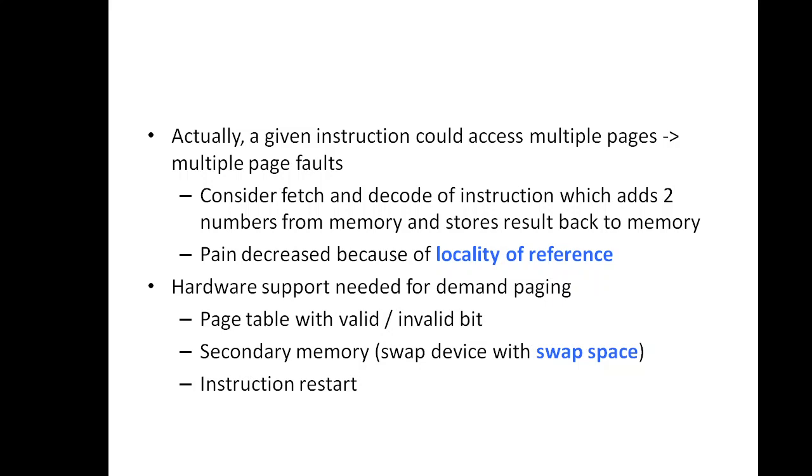Also, the hardware to support demand paging is similar to the hardware that is used for paging as well as swapping. It consists of a page table. This page table has the ability to mark whether a page is valid or invalid, corresponding to each of the frame numbers. That is done through the valid and invalid bits.